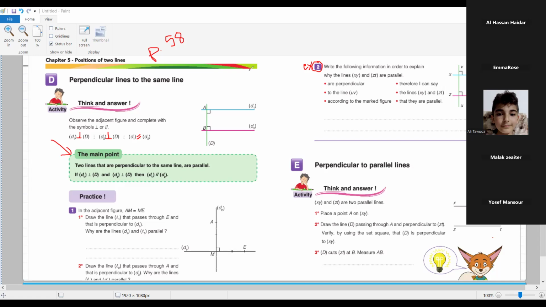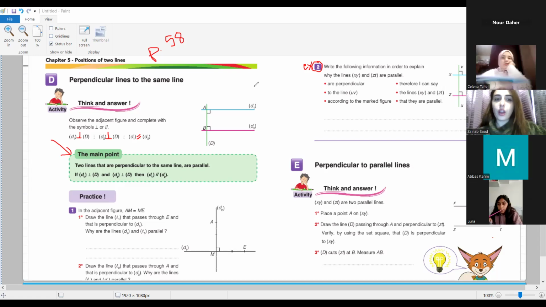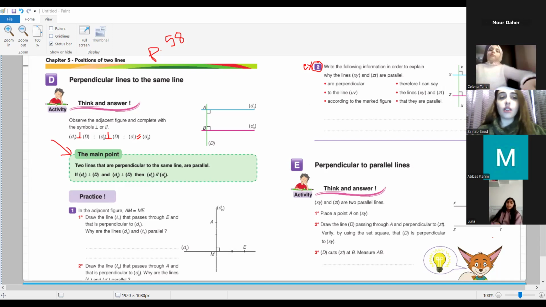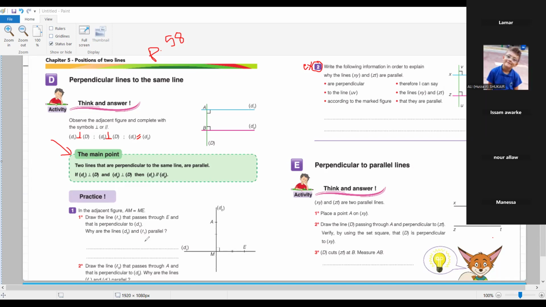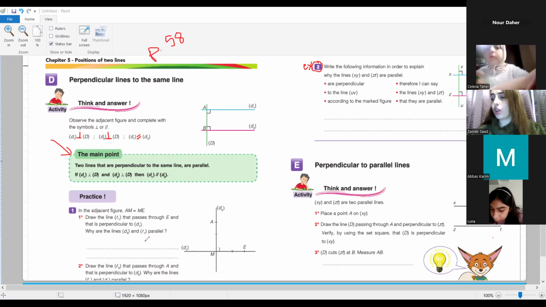I'm going to give everyone 3 minutes to try to put these sentences in order to explain why XY and ZT are considered parallel. Then I'm going to choose someone to tell me how to put them in order. You can write them on draft paper or in your book, with your pencil, to correct if you have something wrong.